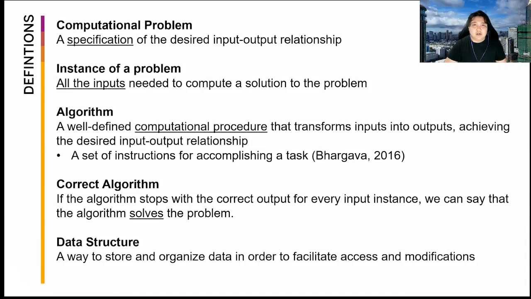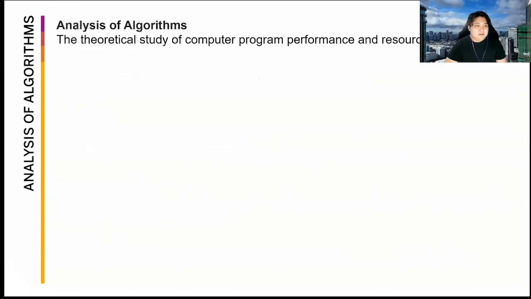So these would be your data structures: dictionaries, tuples in Python, pandas. If you have used pandas before, that's also another data structure. All of these are different data structures, and they have different uses and different efficiencies. Now, the analysis of algorithms is a theoretical study of computer program performance and resource usage. We're looking into performance, which is the runtime of the algorithm, or the time needed to complete the algorithm, and the resource usage is the amount of resources that is needed.